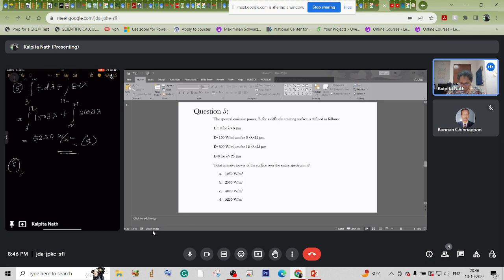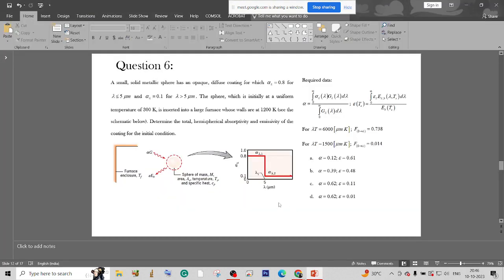For question number 6. Okay, so in question number 6, there is a small metallic sphere that is opaque and diffuse, with a coating that has an absorptivity of 0.8 for wavelength less than 5 micrometer, and for greater than 5 it has an absorptivity of 0.1. So we'll use those values wherever required. The sphere is initially at a uniform temperature, that is, the sphere surface temperature is 300 Kelvin, and for the initial condition only we have to find everything. It is inserted into a large furnace, which is another surface maintained at 1200 Kelvin. So determine the total hemispherical absorptivity and emissivity for the coating for the initial condition. The equations that you are going to use are given over here for absorption and emission both.